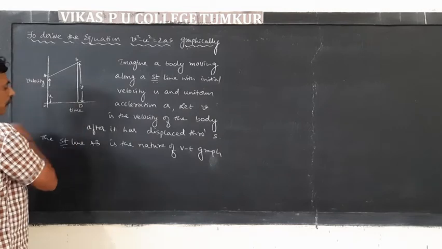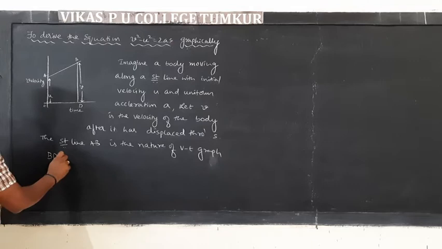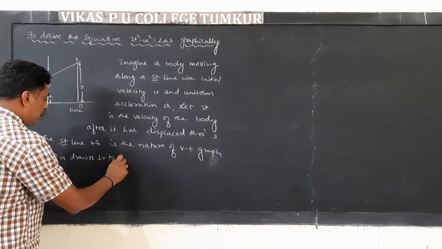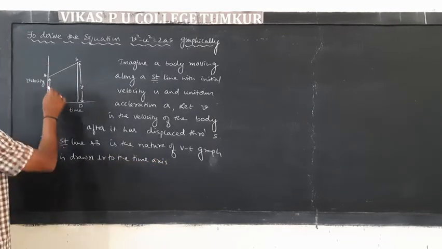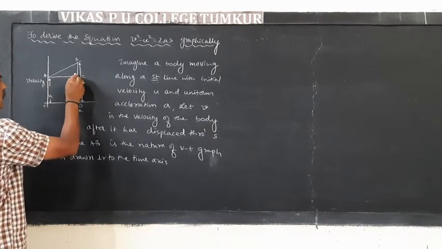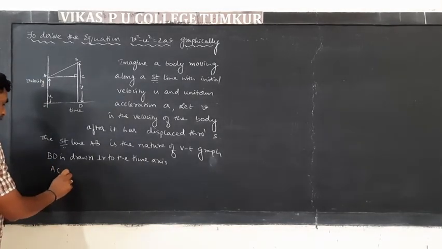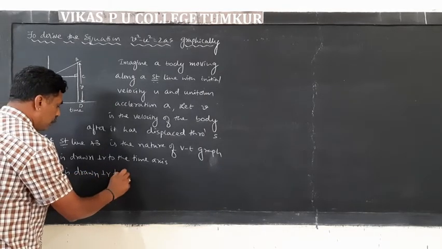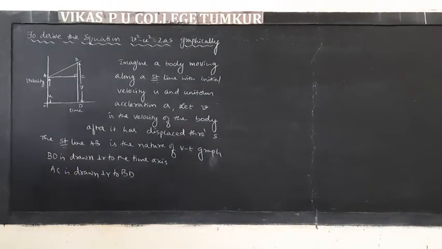So let us say BD is drawn perpendicular to the time axis. Let us draw another perpendicular from point A to BD. Call the foot of the perpendicular C. So AC is drawn perpendicular to BD. So these are my assumptions.